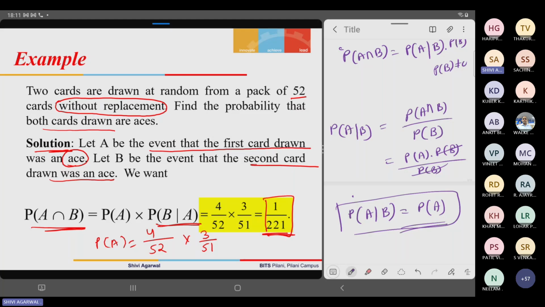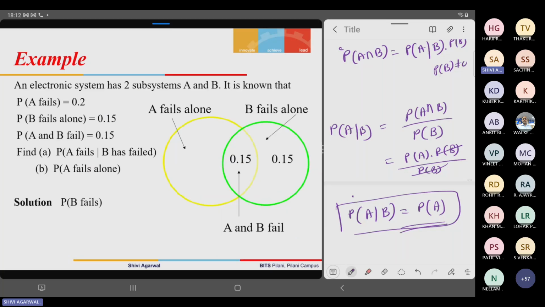Okay, so when we are talking about with replacement, at that time it will become independent events because there is no effect of the first event. Okay, so that is the concept which we are using here: when the second event is occurring, what is the effect of the first event on the second event? That we are trying to find out, the conditional probability. Okay, one more example we are taking here.